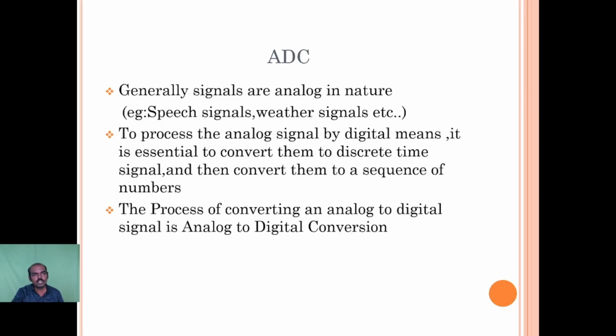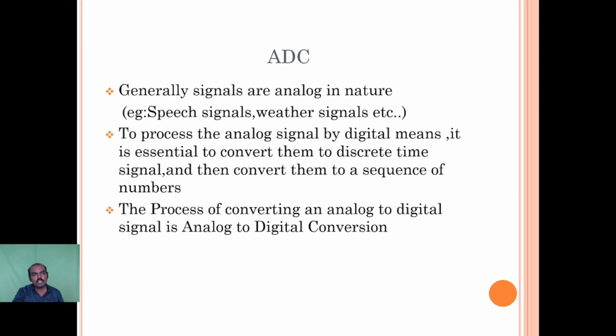We are going to discuss about sampling. Sampling is the most important in communication. In nature, generally the signals are analog form. For example, speech signal, weather signal, temperature signal, ECG signal. So these signals are in analog form, so we must convert the analog form into digital form. So we go for sampling.